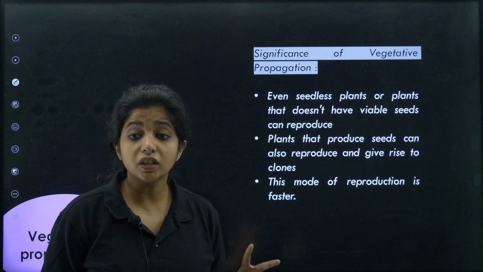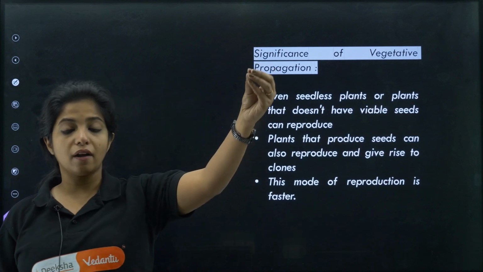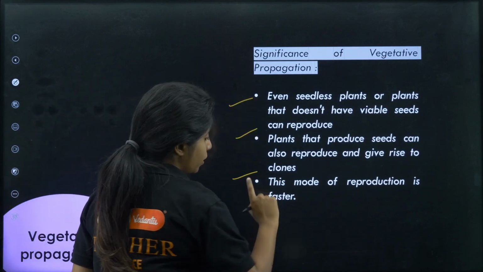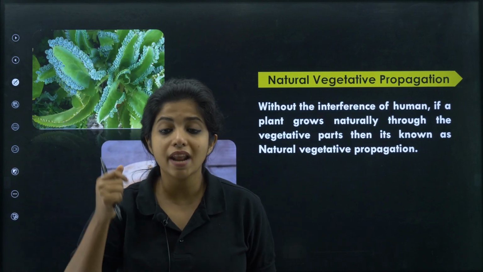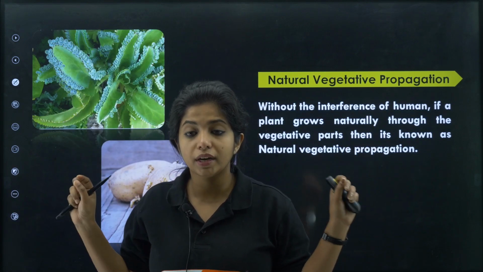Now, one more thing, vegetative propagation is really faster than the sexual mode of reproduction. There you have to wait for the pollen to come and land. So yes, please remember these three points, very important, they ask you. Now, as I said, there are two modes. One is natural vegetative propagation, where we are not doing anything. The plant itself is going to propagate vegetatively.